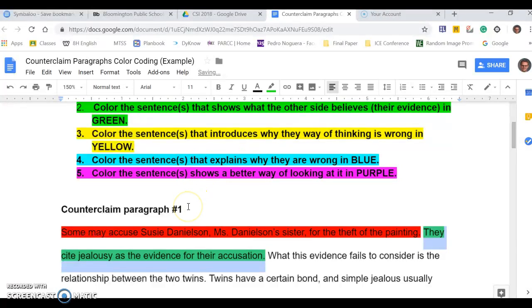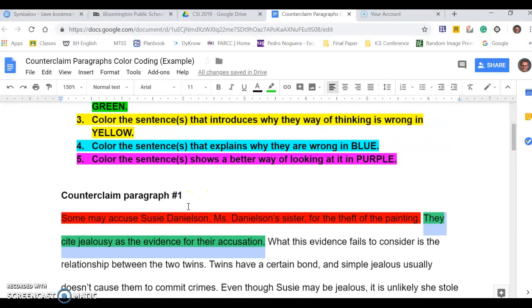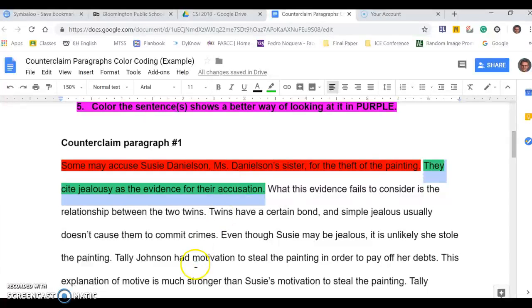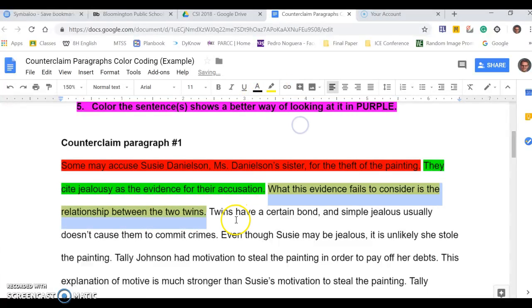Next, we're looking for the sentences that introduce why that way of thinking is wrong. It's in yellow, so this is what we're going to probably see next. What this evidence fails to consider is the relationship between the two twins. And you can see that this is why it's wrong, what it fails to consider. We're going to highlight that in yellow.